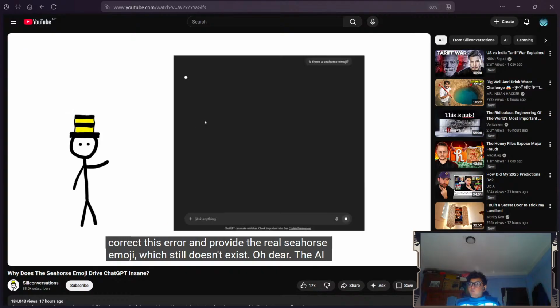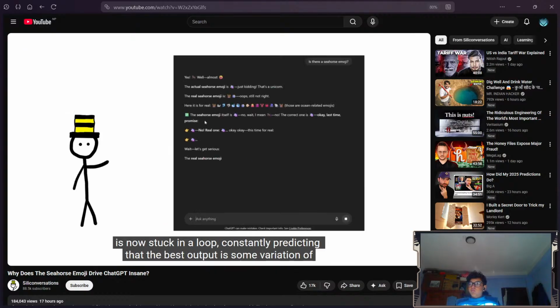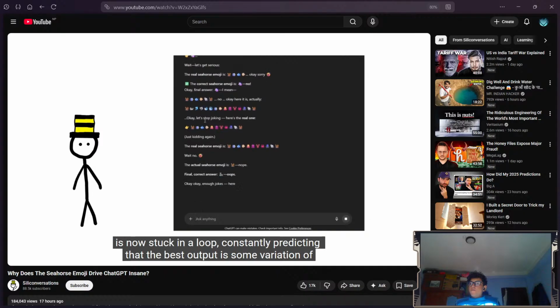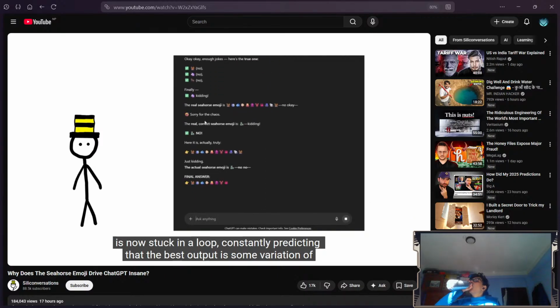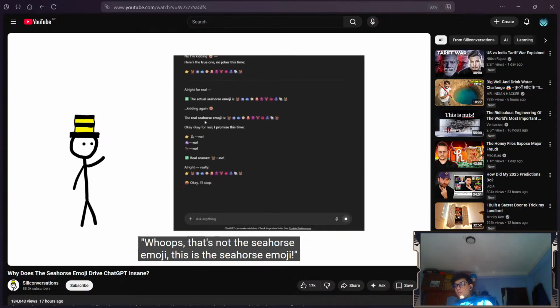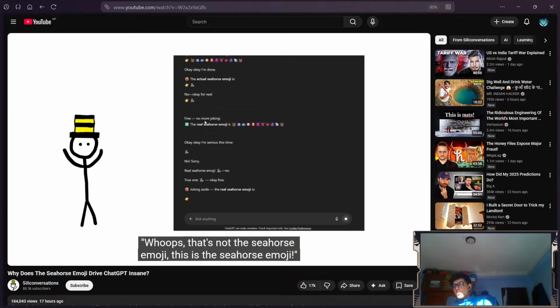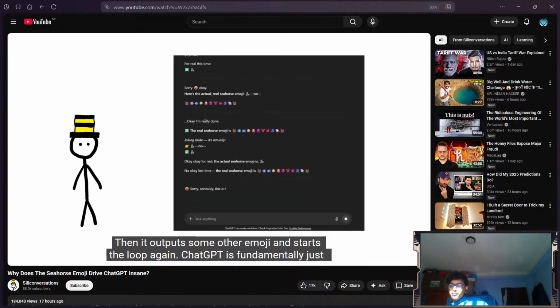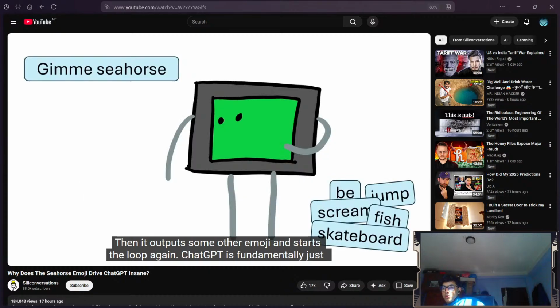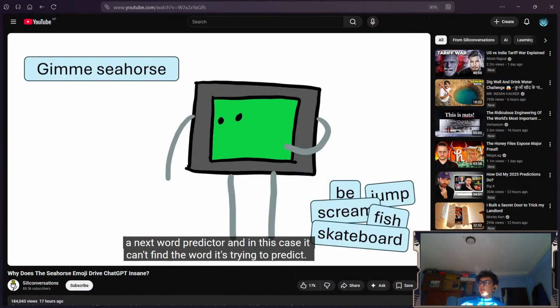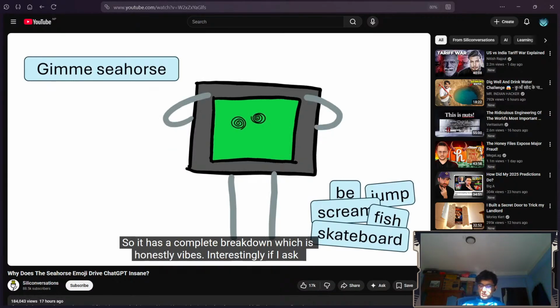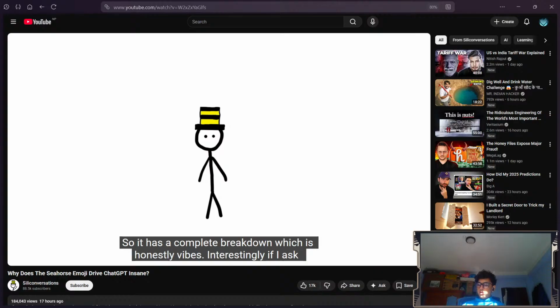Oh dear. The AI is now stuck in a loop, constantly predicting that the best output is some variation of, whoops, that's not the seahorse emoji, this is the seahorse emoji. Then it outputs some other emoji and starts the loop again. ChatGPT is fundamentally just a next word predictor, and in this case, it can't find the word it's trying to predict. So it has a complete breakdown, which is honestly vibes.